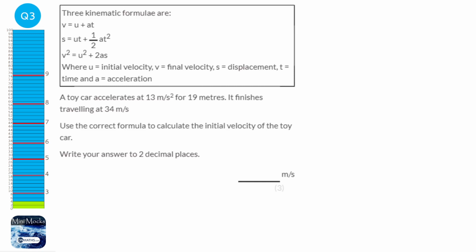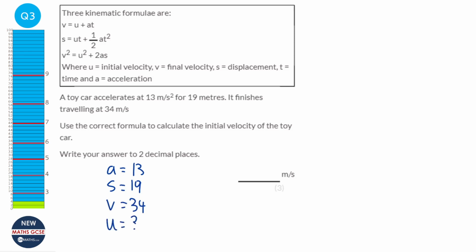So let's look through this question to see what information we're given and what information we're looking for. We're given the acceleration is 13 meters per second squared. We're also given the distance is 19, and we're also given the end velocity, which is v, is 34. And we're looking for the initial velocity. So which of these formulae include a, s, v, and u? That's got a t in it, that's got a t in it, so it's going to be this one here.